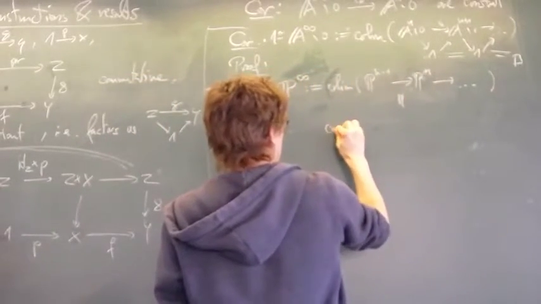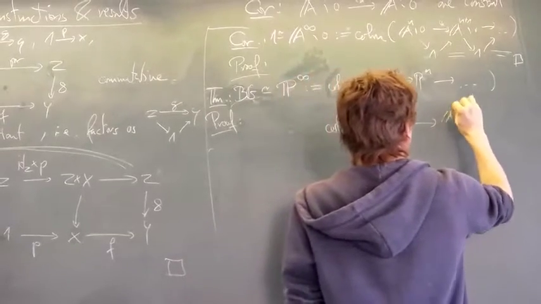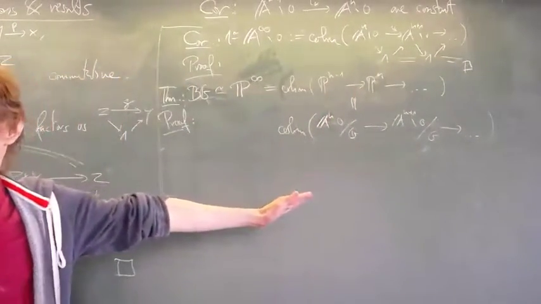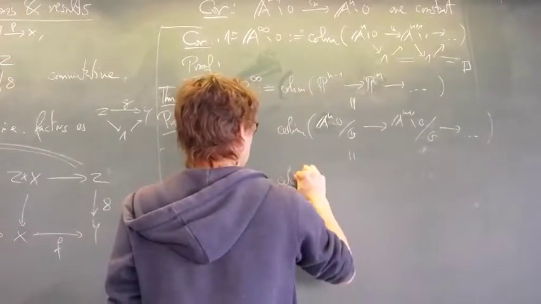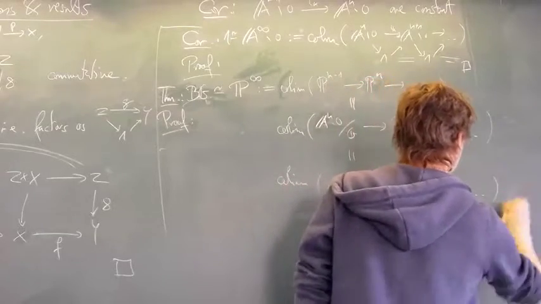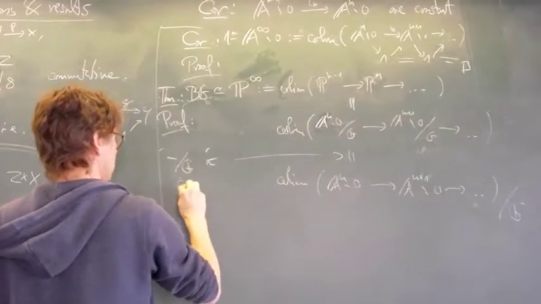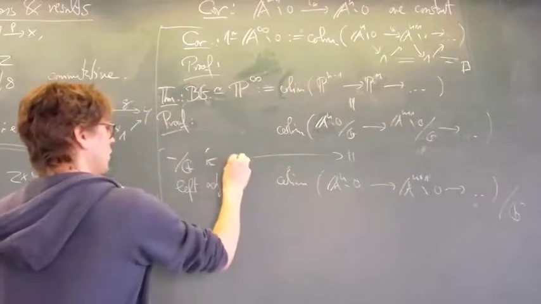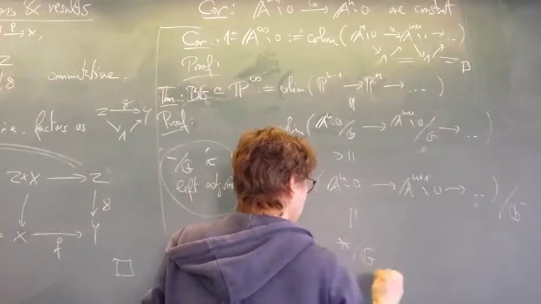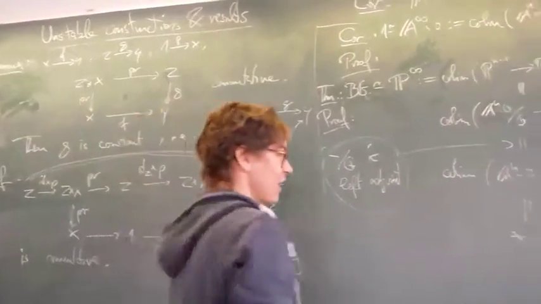This colimit is, let's spell out what the PNs are. So this is PN without 0, 1 over G, where N plus 1, zero, one over G, and so on. Well, modding out by the G action is a left adjoint. So this commutes with the colimit. So this is the colimit of the pieces AN without zero embeddings. Taking the G quotient of a contractible G space is BG.